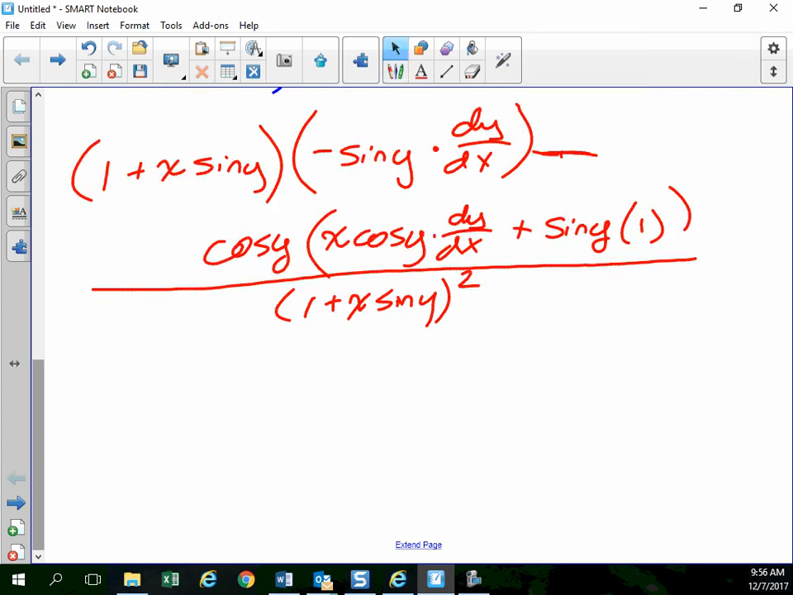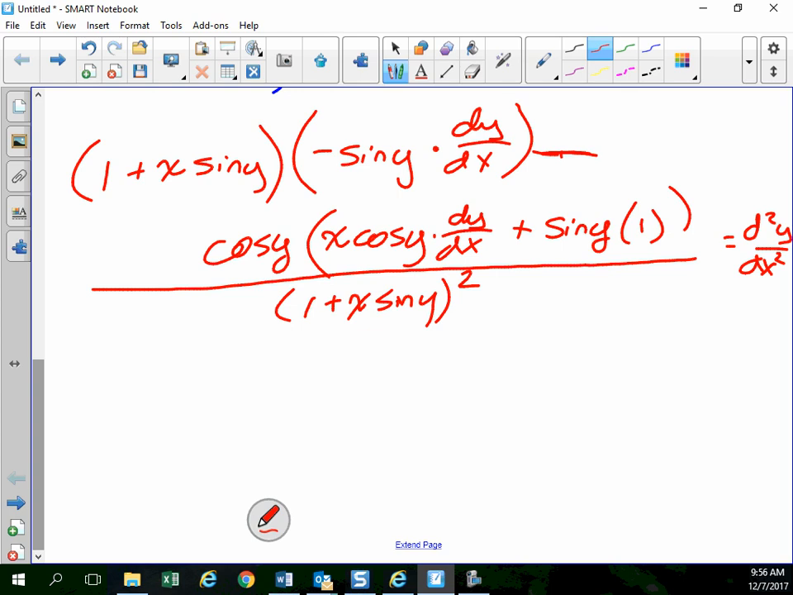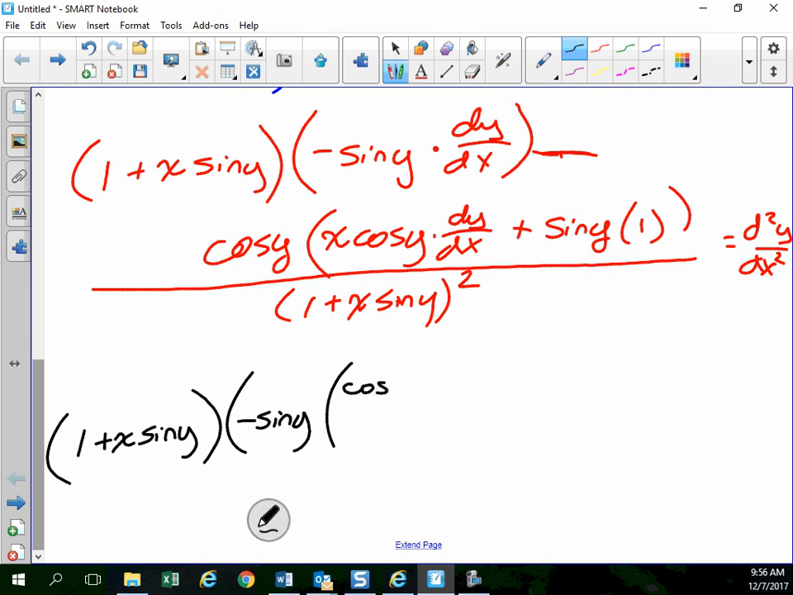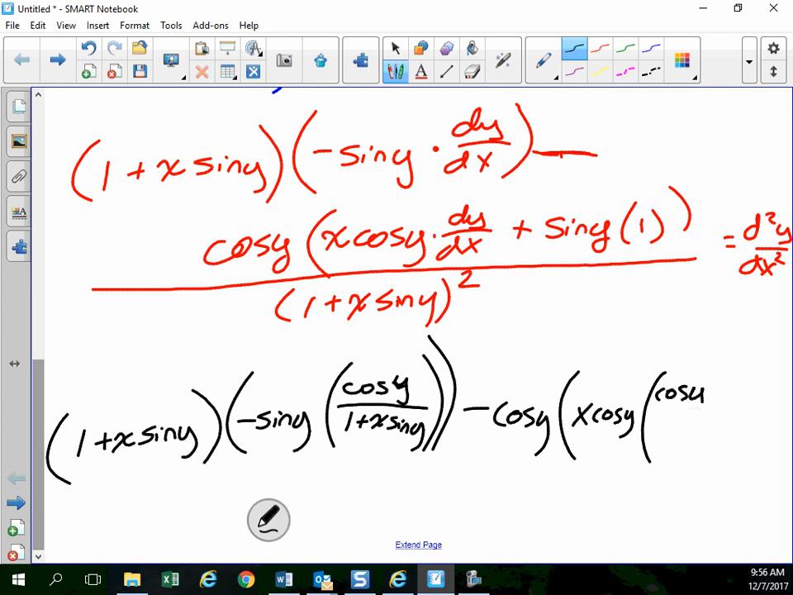Because I ran out of room, this equals the second derivative. Oh, we can leave the dy/dx. Oh no, I'm not done. You cannot leave dy/dx in the answer. It's just a long answer, so. It was cosine y over 1 plus x sine y, minus cosine y, x cosine y, cosine y over 1 plus x sine y.